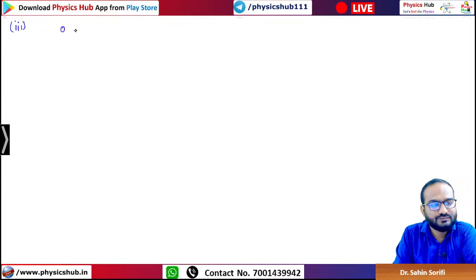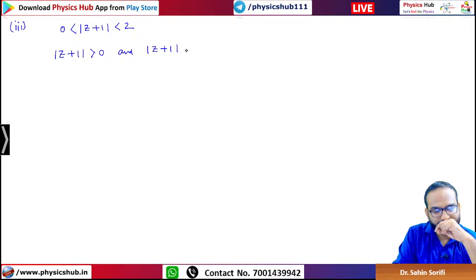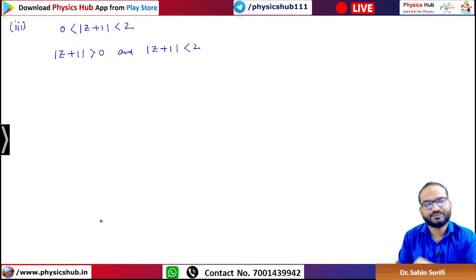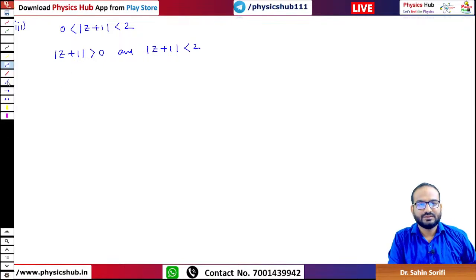0 less than mod of z plus 1 less than 2. So what you can conclude from here, as you can see, is mod of z plus 1 greater than 0 and mod of z plus 1 less than 2. So mod of z plus 1 equals 0 represents a circle which has a center z equals minus 1, right? So let's do that.